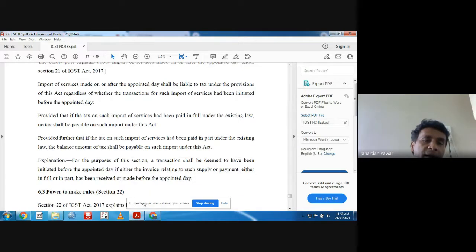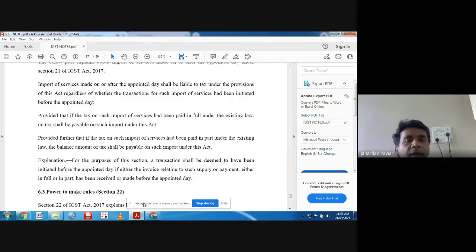Then, provided that if the tax on such import of services had been paid in full under the existing law, no tax will be payable on such import under this act. If the amount of tax is paid by the concerned authority or concerned person according to the existing law, then there is no tax on such kind of import, they mean to say.